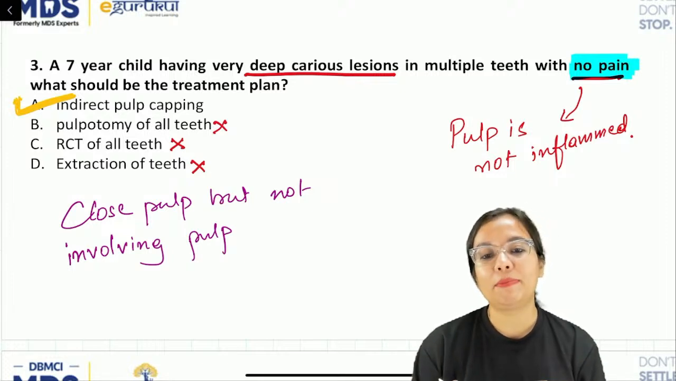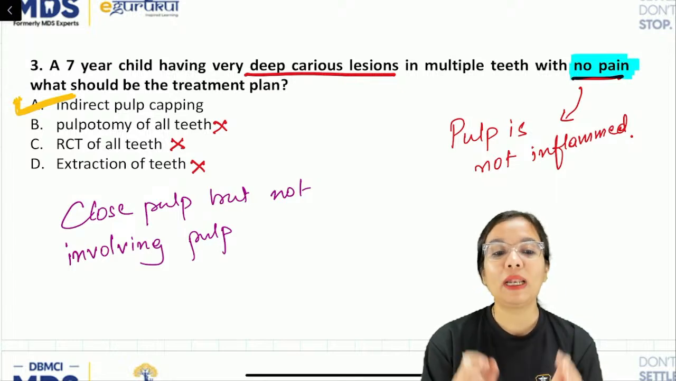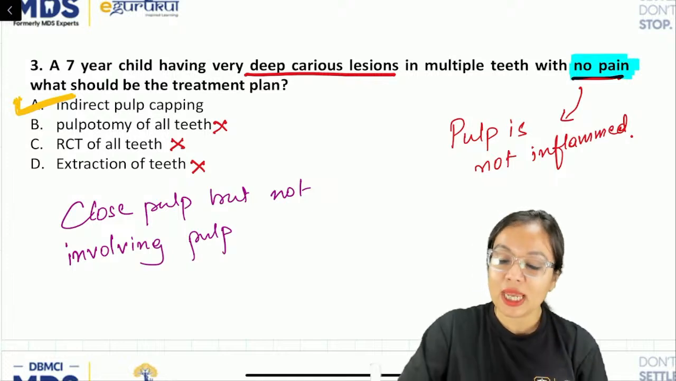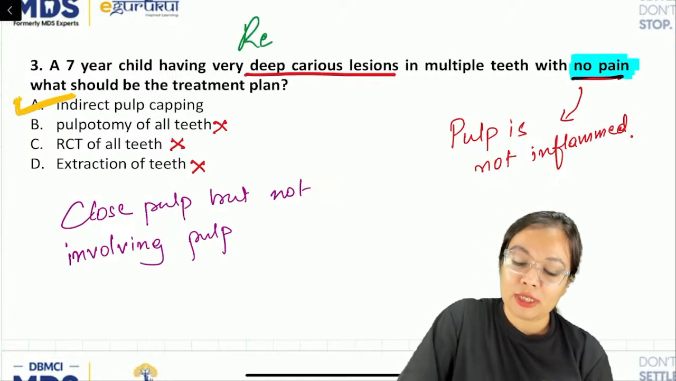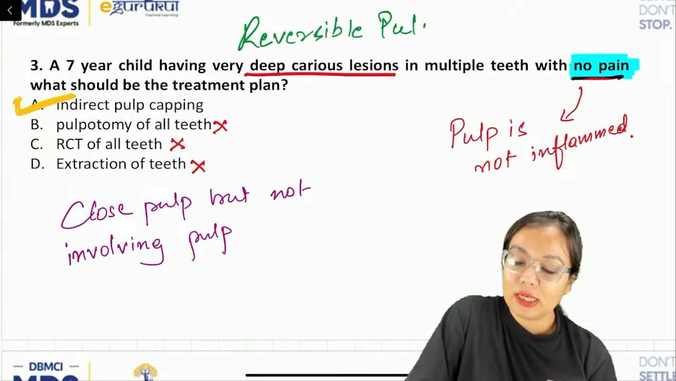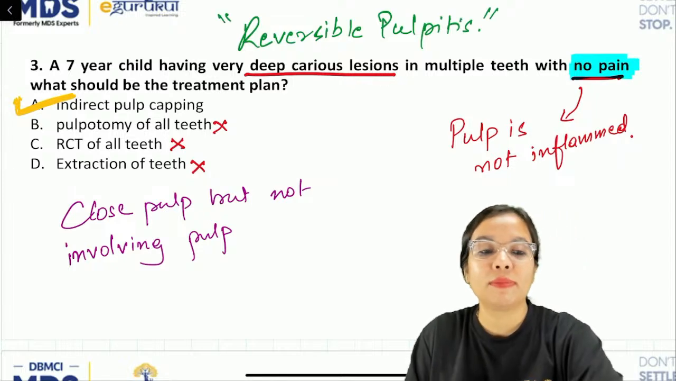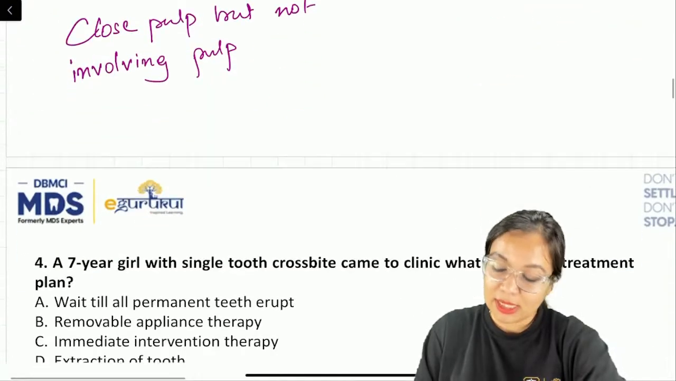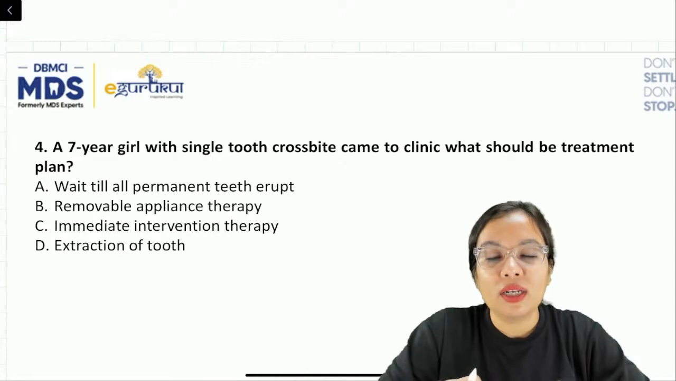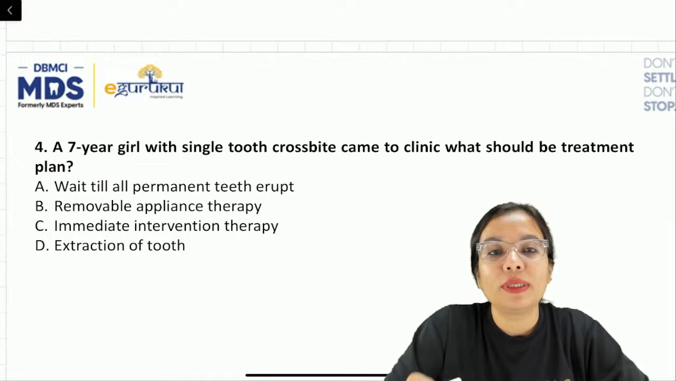Therefore, indirect pulp treatment is preferable to pulpotomy when the pulp is normal or has a diagnosis of reversible pulpitis and not irreversible pulpitis. So this is a case of reversible pulpitis, and since there is no pain, it is not an irreversible pulpitis. That brings us to the fourth question, that is, a 7-year girl with single tooth crossbite came to the clinic, and what should be the treatment plan?